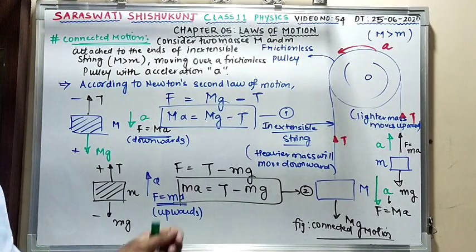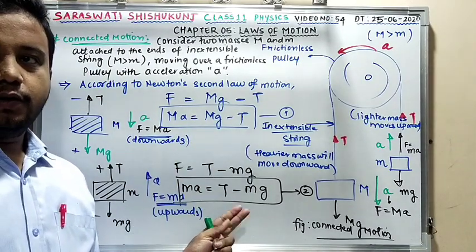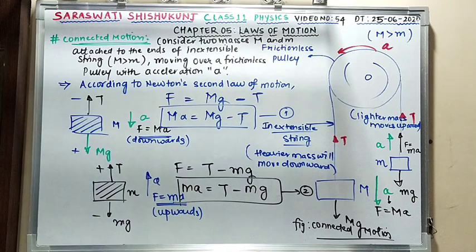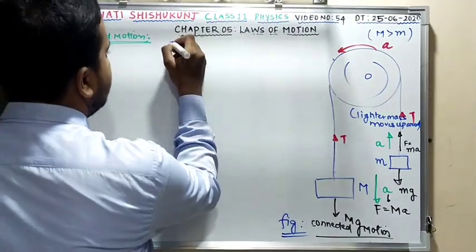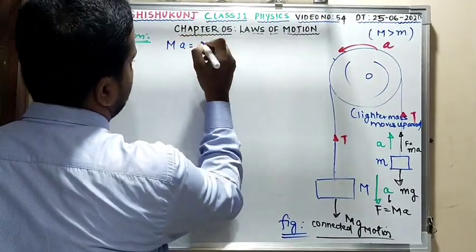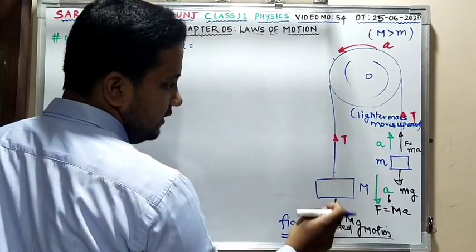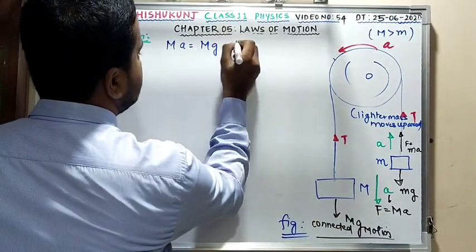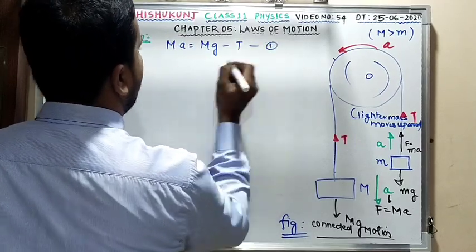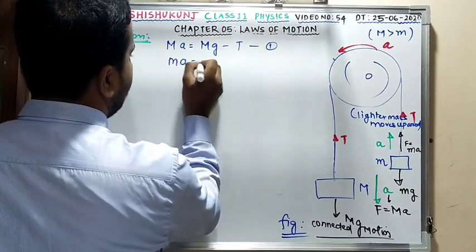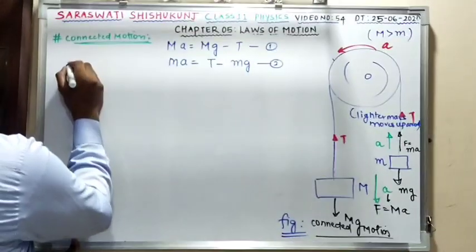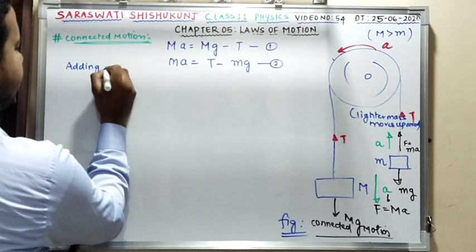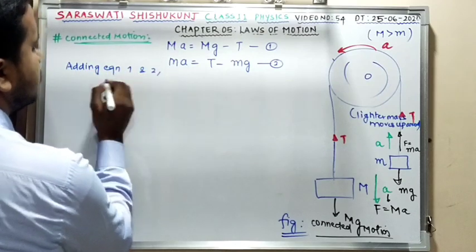Clear to equation? First equation, second equation. Hope it is perfectly clear. Very good. Moving ahead. So we have the first equation that we got, capital MA is equal to capital Mg minus T. This is my equation 1. Second equation, I got small ma is equal to T minus mg. This is my equation 2. Clear? Now I will add equation 1 and 2. What am I going to get?